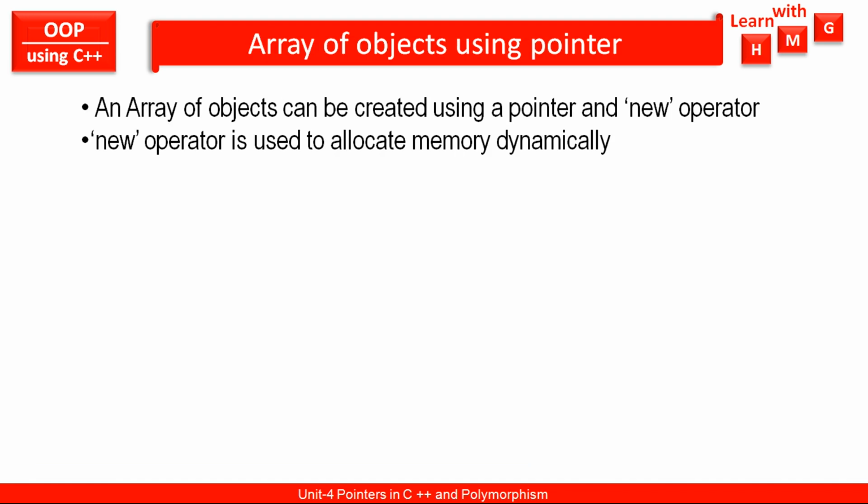Now on the same line, an array of objects can be created using a pointer. An array of objects can be created using a pointer and the new operator. Again there is involvement of the new operator, and we have just seen that the new operator is used to allocate memory dynamically. There we allocated the memory for a single object. Here we are going to allocate the memory for an entire array of objects.